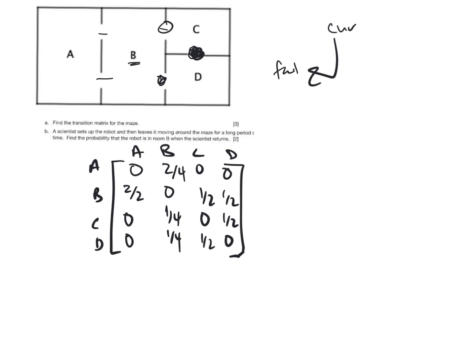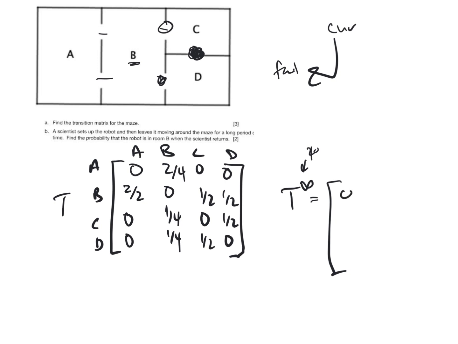Then, as it says, we put the robot in the maze and leave it to move around for a period of time, and find the probabilities in room B when the scientist returns. Well, if I call this matrix T, I'm going to find T to the power infinity to find out the steady state matrix. And when I do that in my calculator, I just put in a big number like 20 or maybe 40.